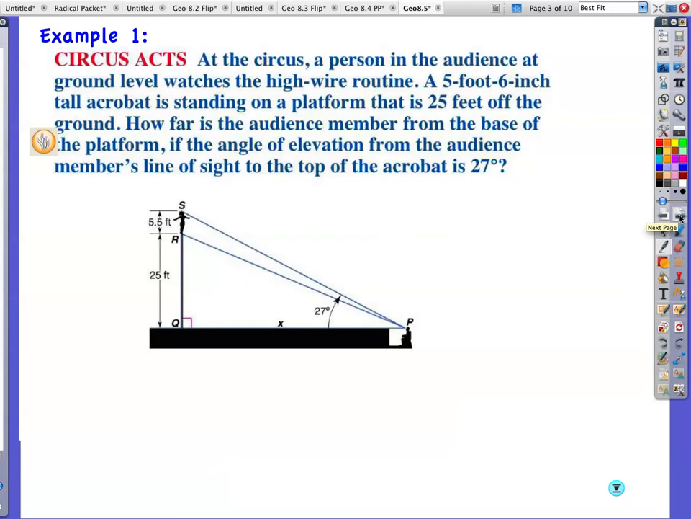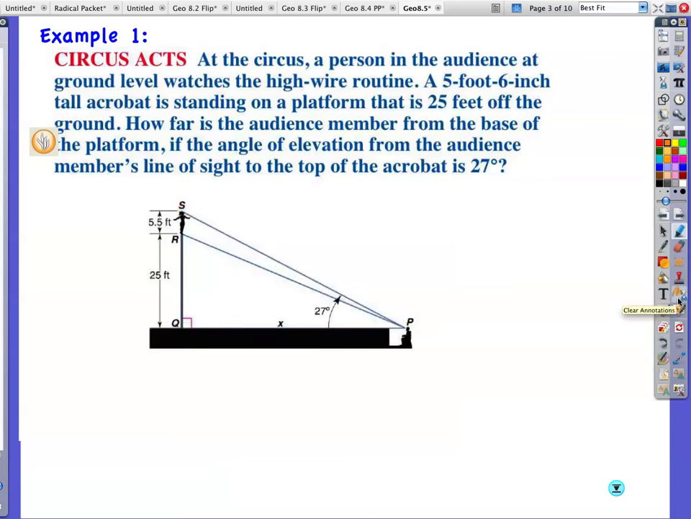Example 1, at the circus, a person in the audience at ground level watches the high wire routine. A 5-foot, 6-inch tall acrobat is standing on a platform that is 25 feet off of the ground. How far is the audience member from the base of the platform, if the angle of elevation from the audience member's line of sight to the top of the acrobat is 27 degrees? So let me point out the horizon is right there. And then the line of sight is 27 degrees, and we're talking about that one because it says to the top of the acrobat. Okay, I'm going to clear that out.